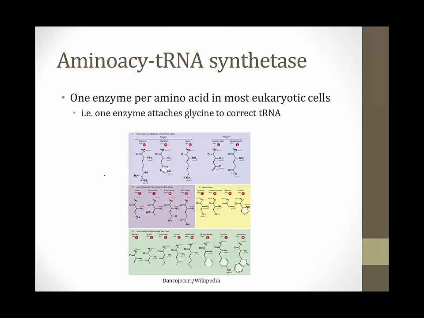In the human body, there are many different forms of the enzyme aminoacyl-tRNA synthetase. Shown on the slide here are all different amino acids, and in general, there is one aminoacyl-tRNA synthetase enzyme per amino acid for most eukaryotic cells. In other words, there is one enzyme to attach glycine to the correct tRNA, another enzyme to attach other amino acids to the correct tRNA.